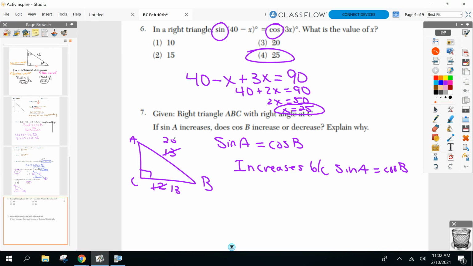Anybody else? Questions, concerns? So not one of these exact problems, but a problem like this will be on the quiz tomorrow using sine and cosine and then being equal to each other. All right. Part of the homework is what we just did, but the other part is review. So take it seriously, please. There are some review questions I threw in there to get you ready for tomorrow. So go ahead and start attacking.